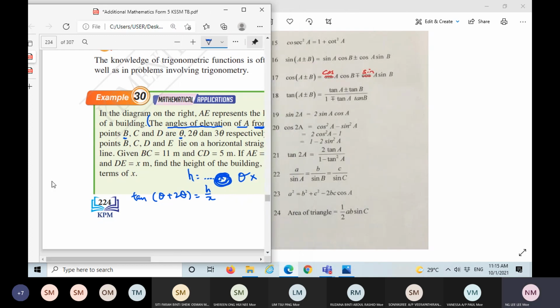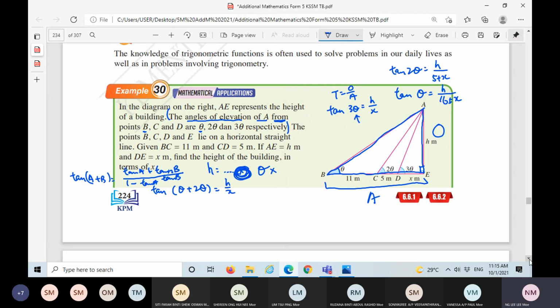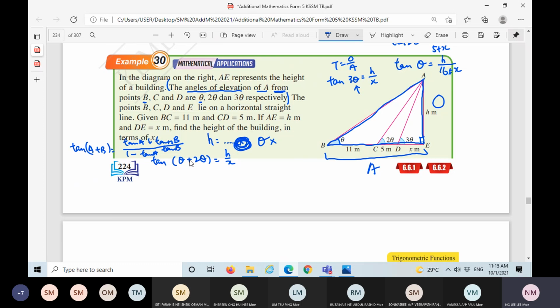I write here. So you see, I'm going to use this formula, tangent A plus B, equal to tangent A plus tangent B over 1 minus tangent A times tangent B. I get a formula already. I come back to here. Now the A is theta, the B is 2 theta. Therefore, I'm going to write it as this formula.